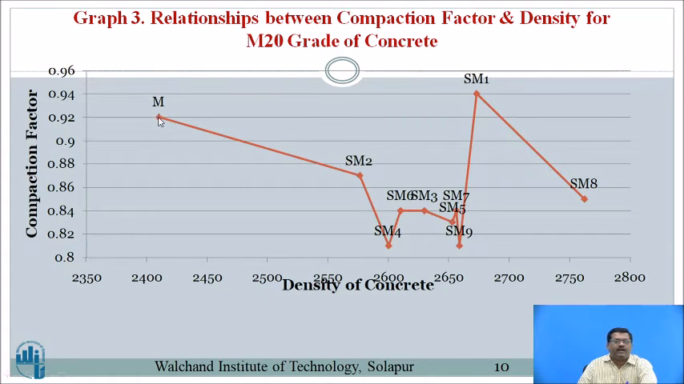M is having a very low density. M is 100% river sand, and these are the mixes which are very close to your result. The density is in between 2550 and 2650, and the compaction factor is very low. So, SM4, 6, 3, 7, 5, 9 have a very low compaction factor. If you go for SM2 and SM1 with higher density, a very high compaction factor is achieved for SM2 and SM1.